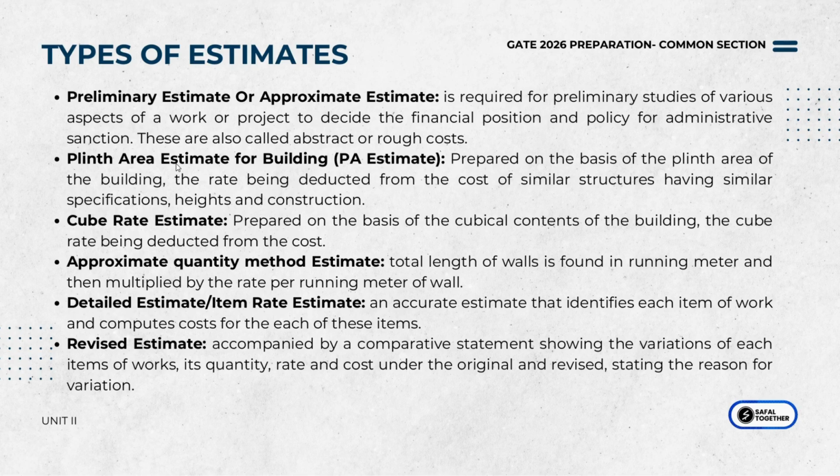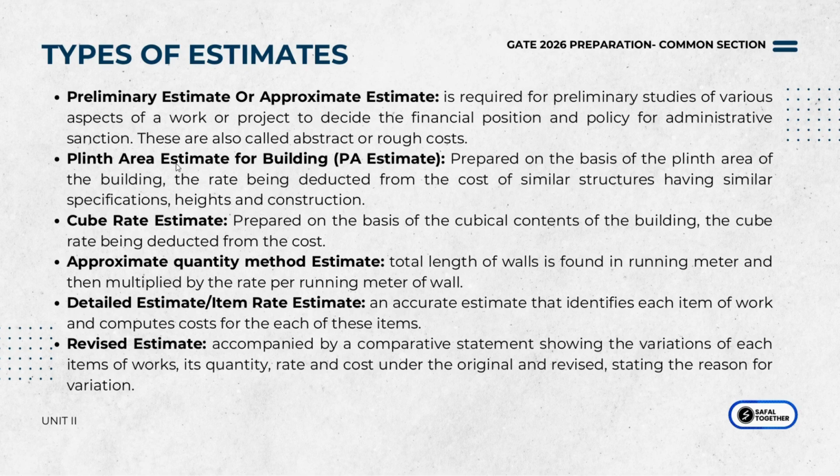Okay, so the third type is the cube rate estimate. Okay, so the advantage in this is that your six estimates actually increase in accuracy as you go down. So cube rate estimates are slightly more accurate than your preliminary and plinth area. They take into account your height.